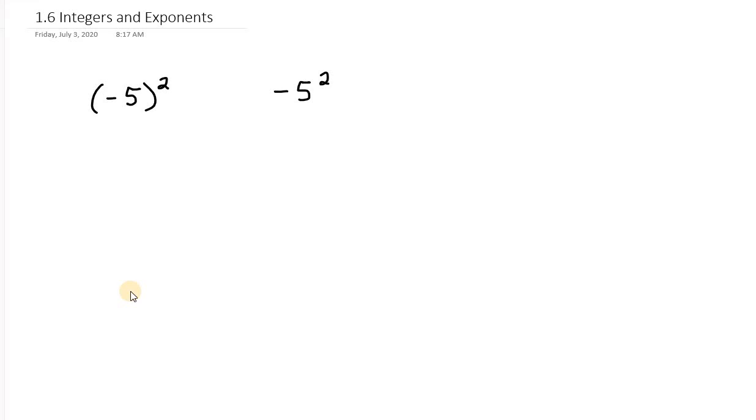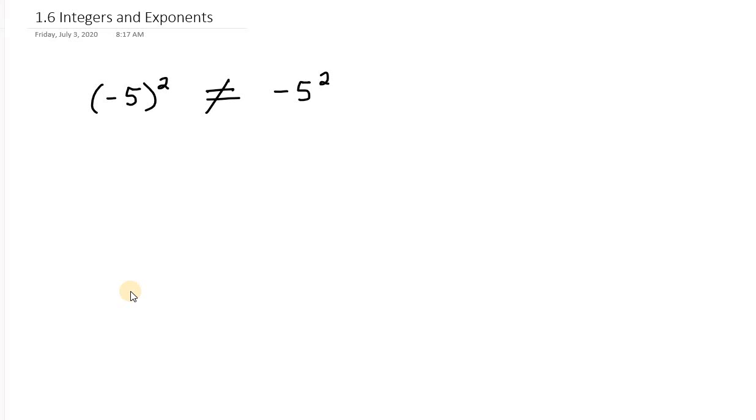Okay, in this video, we're going to be looking at integers and exponents. Notice the two expressions here. At first glance, they seem the same. You have a negative, you have a 5, and then you have an exponent of 2. But these two things are not the same. They have different meanings, and they have different answers. And that's why they're written differently as well.